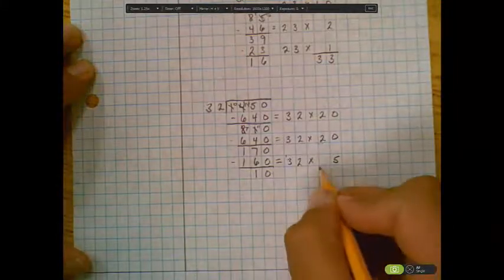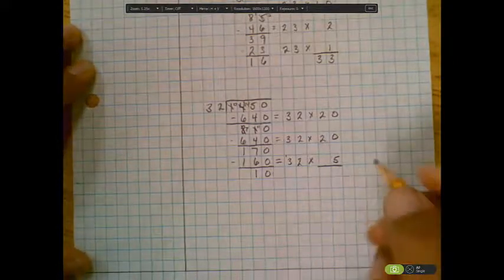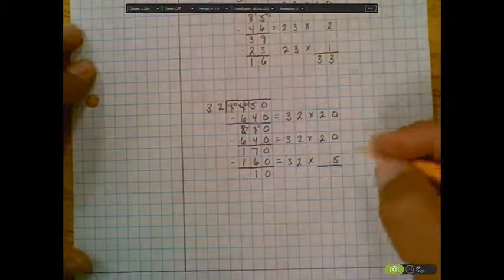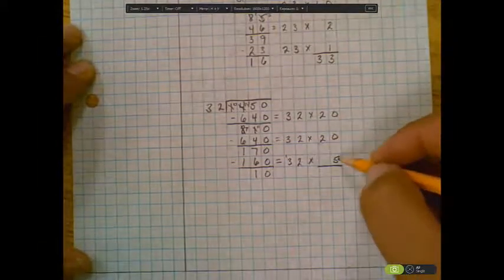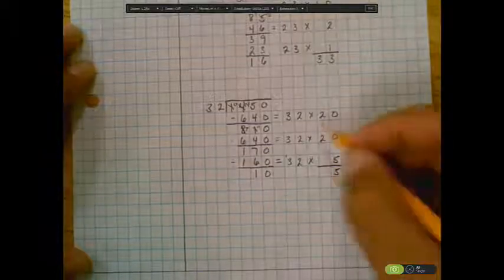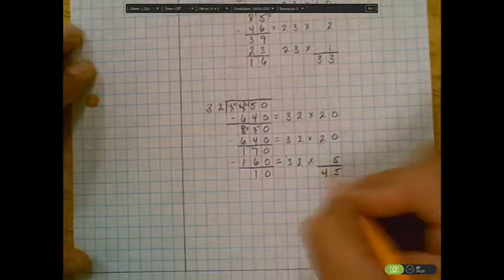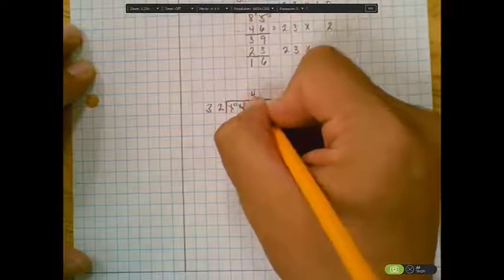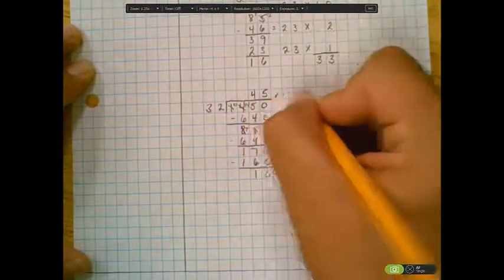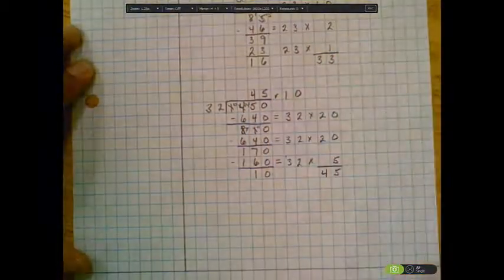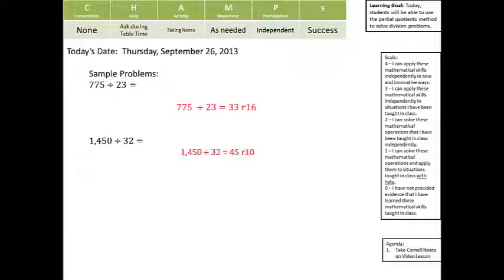So now we just have to add up our multiples over here, or our factors of the multiples over here. And so we have 0 plus 0 plus 5 is 5. 2 plus 2 is 4. And so our answer is going to be 45 with a remainder 10. Okay, so we can look and we see 1,450 divided by 32 is equal to 45 with a remainder of 10.